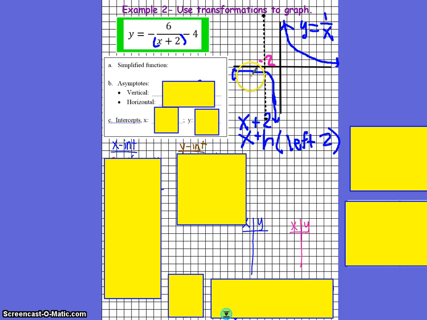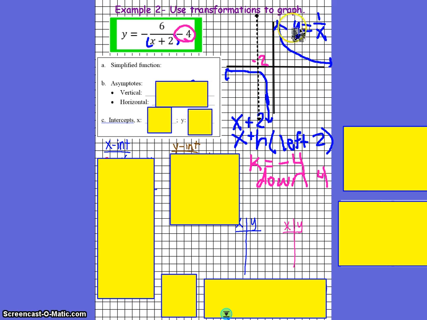Now I need to figure out where there is going to be a horizontal asymptote. To find the horizontal asymptote, I'm going to look at the k. K equals negative 4. K equals negative 4 means the graph is going to move down 4. So let's think about this. If I'm using the parent rational function to graph this, before my horizontal asymptote was the x-axis, y equals 0. My horizontal asymptote will move down 4, making my horizontal asymptote now negative 4.